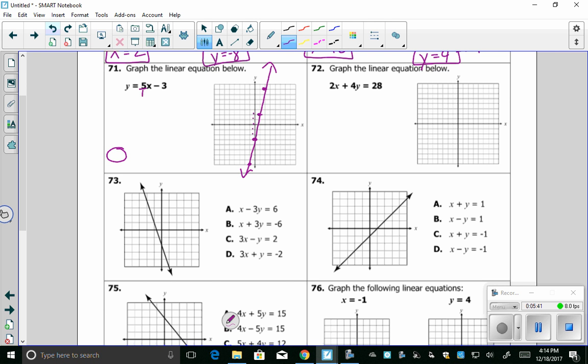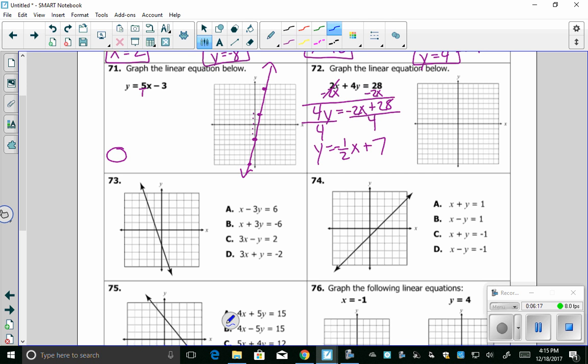If it's not in slope-intercept form, you can put it in slope-intercept form. To do that, subtract 2x from both sides, so that you get 4y equals negative 2x plus 28. Divide both sides by 4 and simplify. Y equals negative 1 over 2x, because negative 2 over 4 is the same as negative 1/2, plus 7, because 28 divided by 4 is 7.